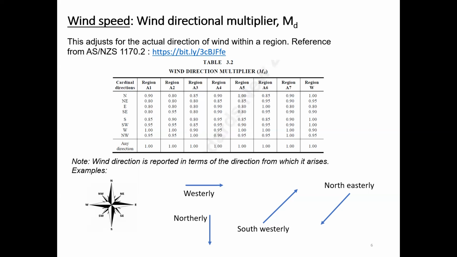What's the any direction there? Oh, okay. That's if you want to be conservative. That means if you don't say, I don't want to take this into account, then you have to use 1. This allows you to reduce your wind speed and save perhaps on material or something. But if you want to be conservative, you just use 1. Okay. Thank you.